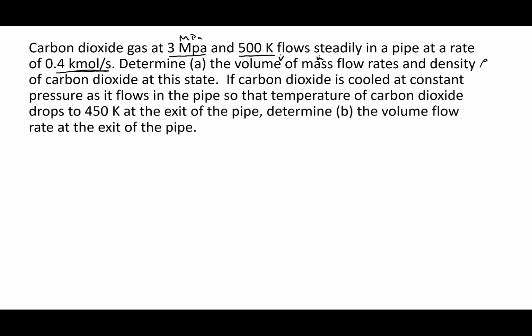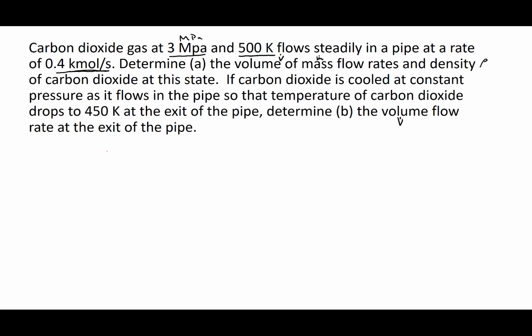And it says if the carbon dioxide is cooled at constant pressure as it flows in the pipe, so that the temperature of carbon dioxide drops to 450 K at the exit of the pipe, determine the volumetric flow rate at the exit of the pipe.